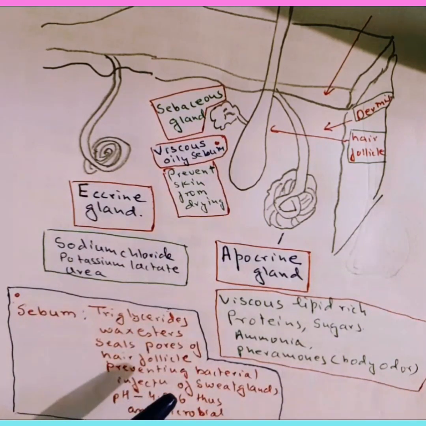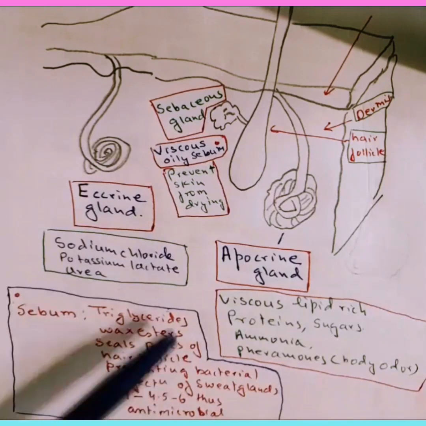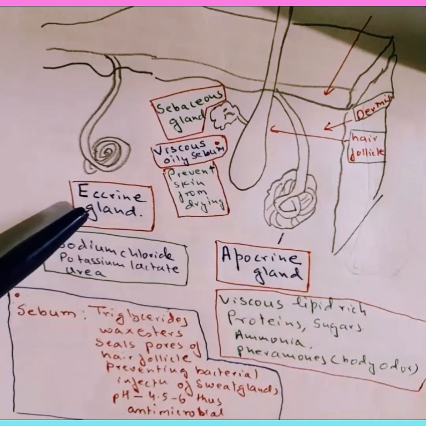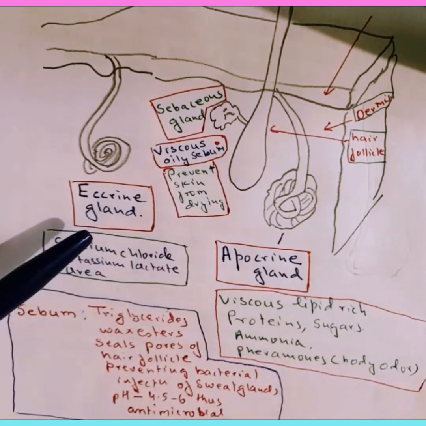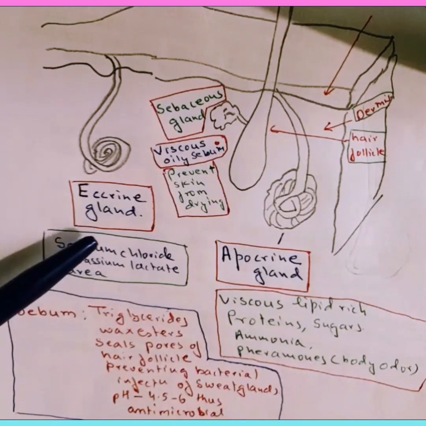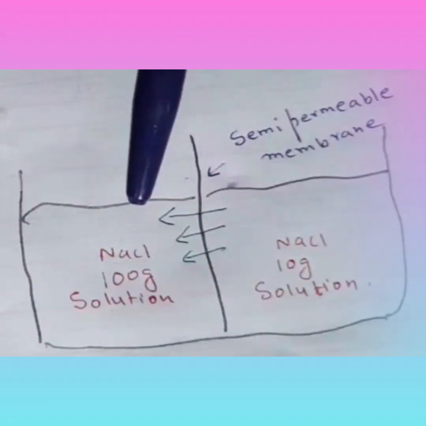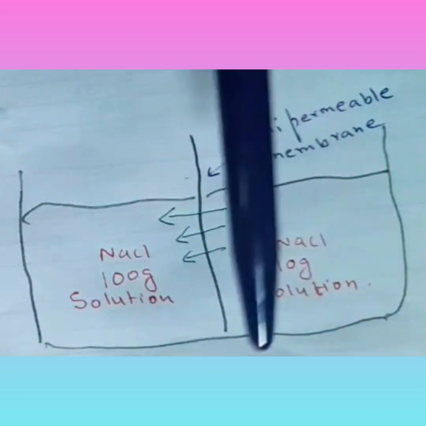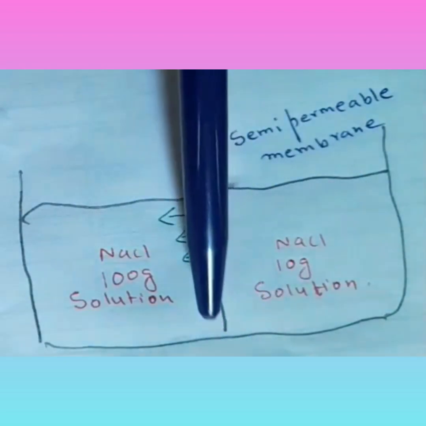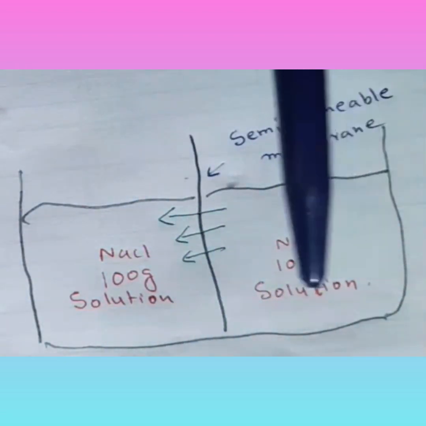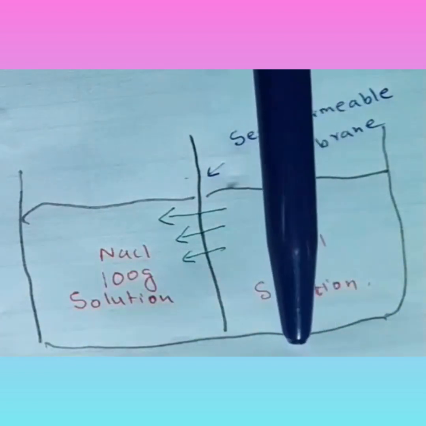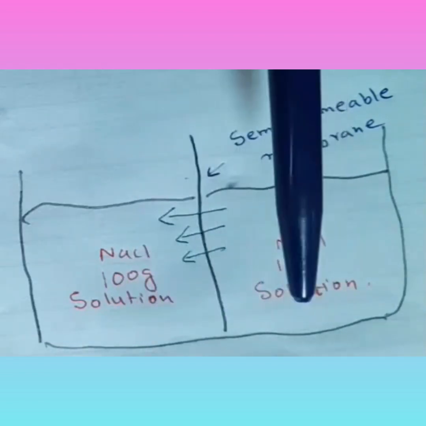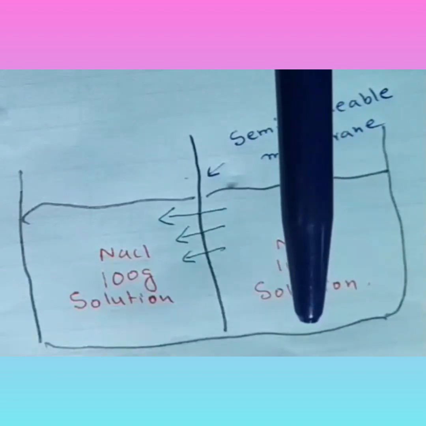All right. So I talked about this just for interest's sake, but what we are concerned with is the eccrine gland, as it is mainly responsible for osmoregulation. Here we are trying to understand the process of osmosis. This is a tub which has two compartments separated by a semi-permeable membrane. This has 10 gram sodium chloride solution. This has 100 gram sodium chloride solution. But the volume of solution in both compartments is the same.